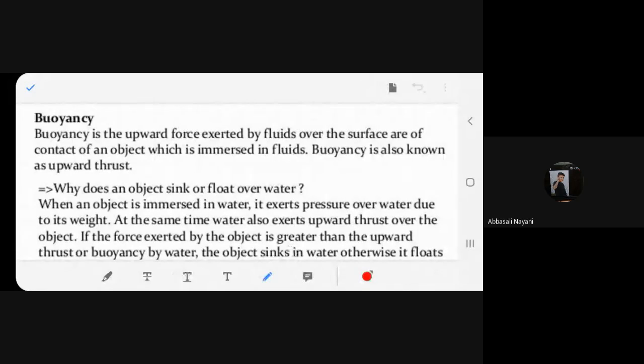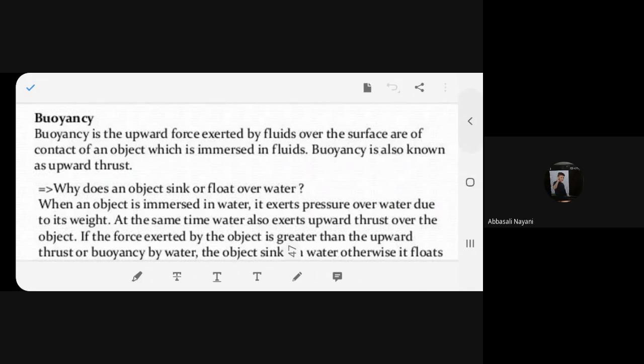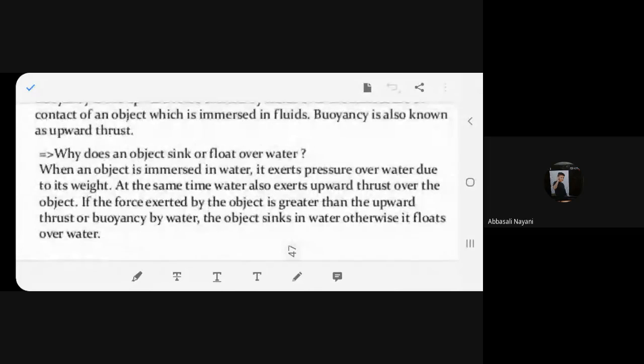Just a moment. Now we have talked about thrust. Now we are going to talk about upward thrust. So any force which is on the object which is immersed in the water. For example, this is the object and the whole thing is water. This is called buoyancy. And because it is moving towards up, it is called upward thrust. Upward force. So buoyancy is always towards upward direction. Fine. Let's start.